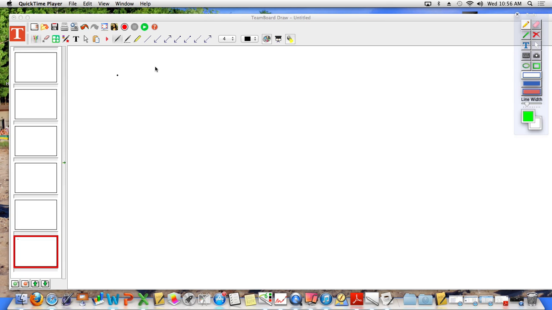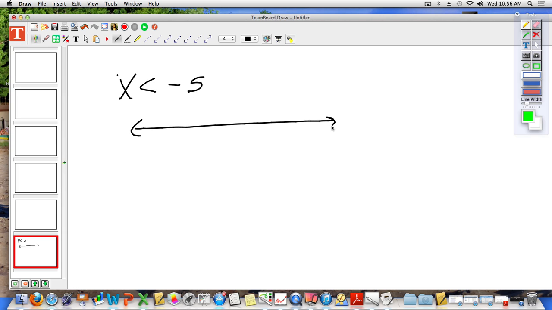The last couple of days we've been talking about how to graph inequalities on a number line. And just as a quick refresher, I will run through a couple of examples with you. If you are asked to graph x is less than -5, you locate -5 on the number line, you put a circle there.